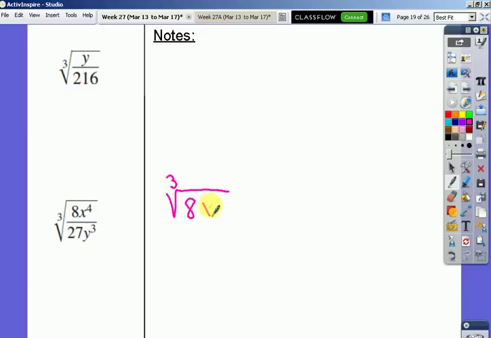Cube root of 8, x to the 4th. 8 is actually a simple cube. What is that going to do? It's a cube root of 2. So I don't even have to make a factor tree there. And then, how many groups of 3 can I take out of 4? 1, with 1 left over. Now, what about 27? Is that a perfect cube? Yes. So the cube root of 27 is 3. And then I just have a y, right? Do you have any questions?